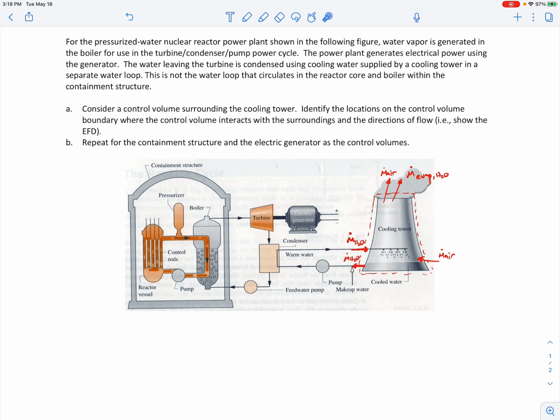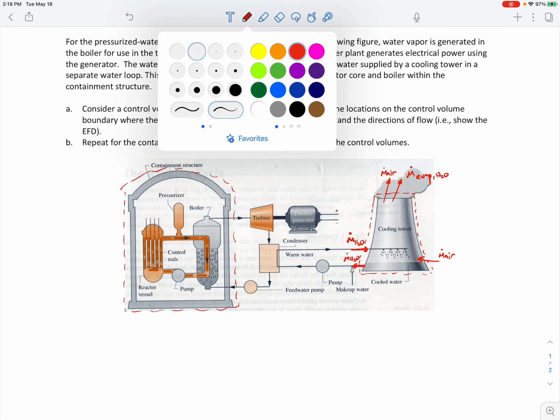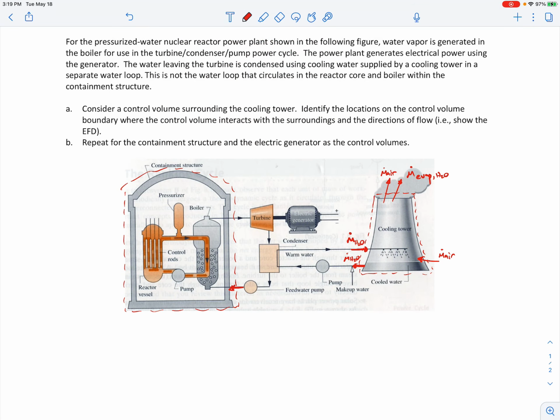Now for part B, we're asked to repeat for the containment structure and the electrical generator as the control volume. So we're doing this in two different groups here. So let's do the containment structure first. So we'll draw a control volume there, surrounding the whole structure. Here, the mass flow rate exchanges are here, where we have some mass flow rate of water coming in through that cooling loop, and then here we have the mass flow rate of water going out. Now, since this is an entirely closed loop, this mass flow rate and that mass flow rate would be the same in steady state operation.